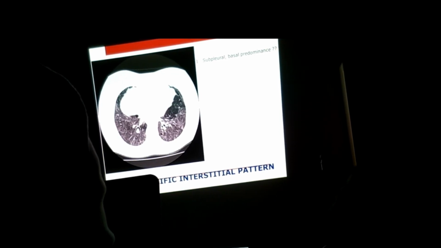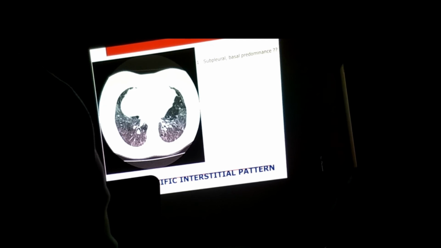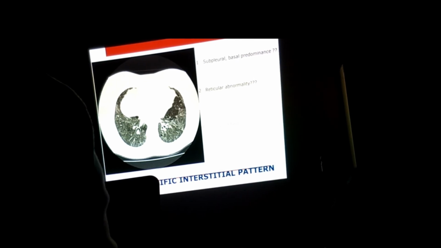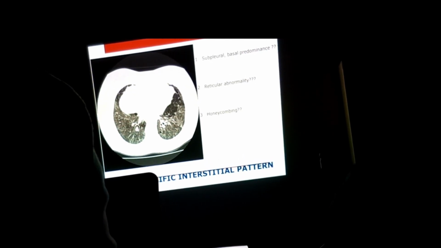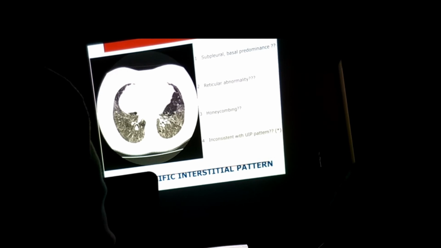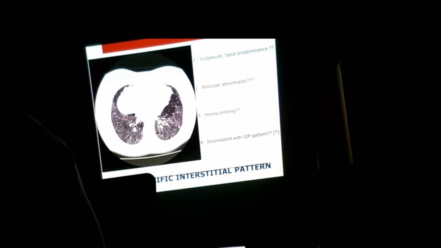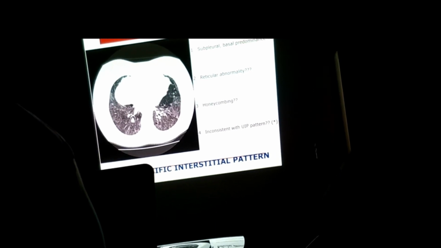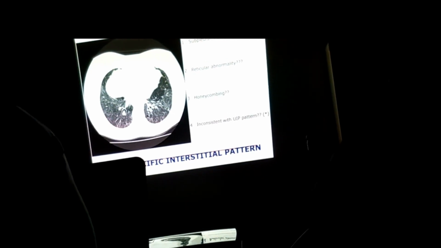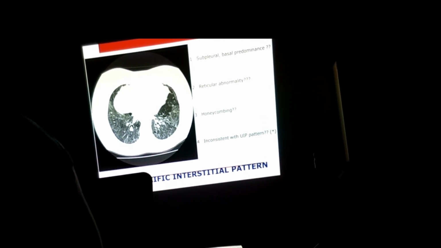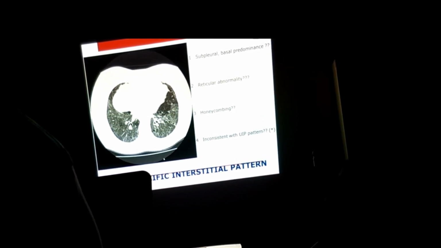There is subpleural basal predominance. Do you think? No. Any reticular abnormalities? Honeycombing? No. Any feature inconsistent with UIP? Yes. There is a ground glass haze, and this is traction bronchiectasis. Traction bronchiectasis is a feature of NSIP. You find ground glass haze. So this slide shows that this patient has NSIP.